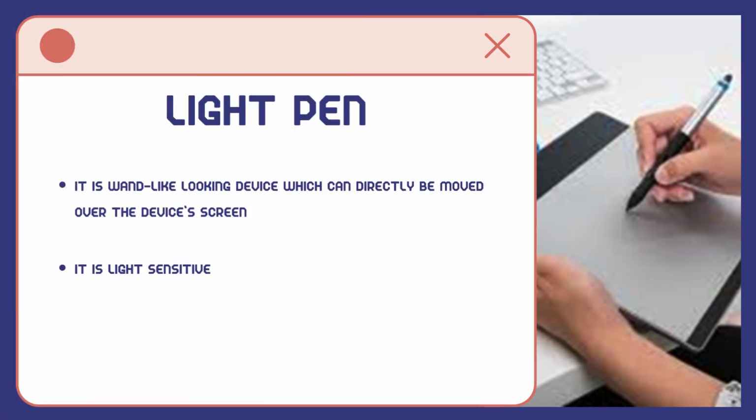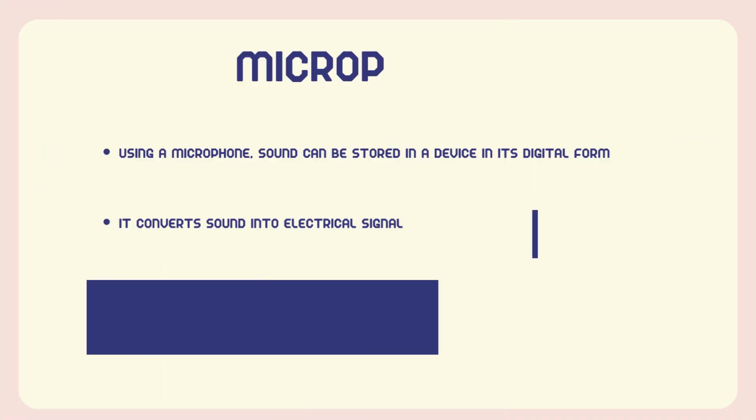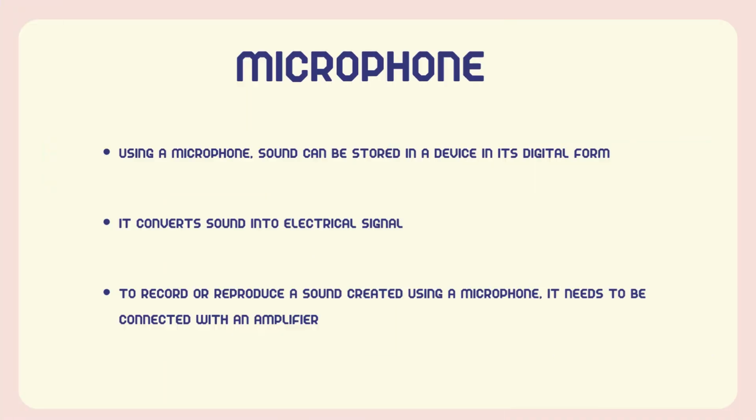Next, light pen. A light pen is a pen-like device that can be moved directly on the screen. It's sensitive to light. Microphone. A microphone captures sound and converts it into electric signals, which the computer can process.